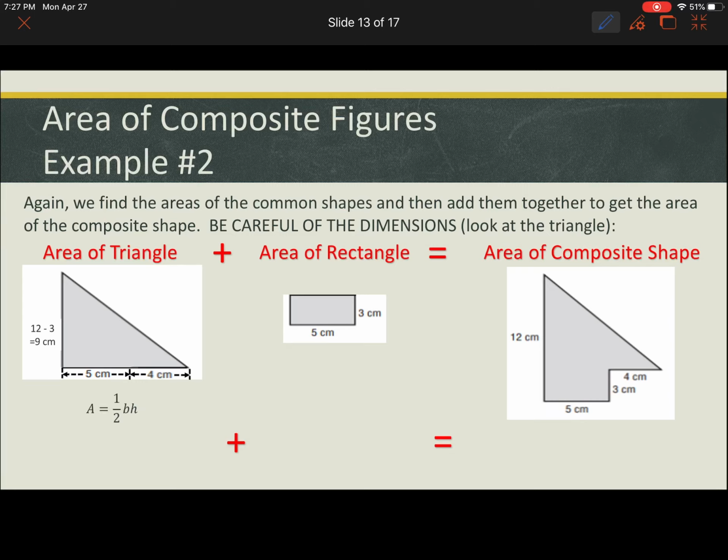So again, the area of the triangle is 1/2 base times height. We found the base to be 9 centimeters and the height to be 9 centimeters. So we apply the formula and we get an area for the triangle of 40.5 centimeters squared. Area of the rectangle, very simple again, base times height. And we get 15 centimeters squared. So the area of the composite shape is a combination of the two smaller shapes. And we have 55.5 centimeters squared.